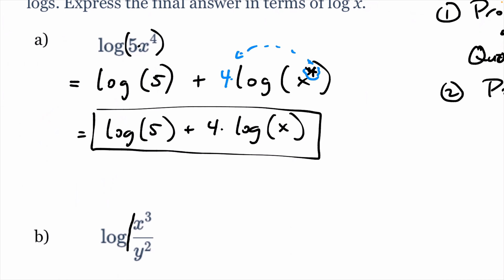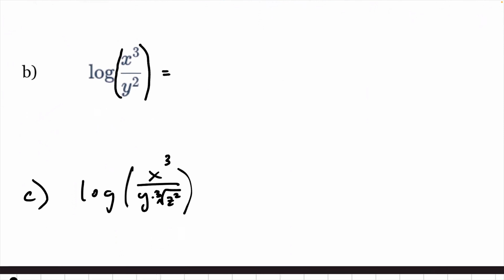Letter B, it's condensed. We need to expand it. What am I going to use to expand it? Product or quotient? Quotient. Yeah, that kind of looks like a big subtraction sign, so I use that as a trick. It looks like subtraction even though it's division, so that tells me that I'm going to be subtracting over here.